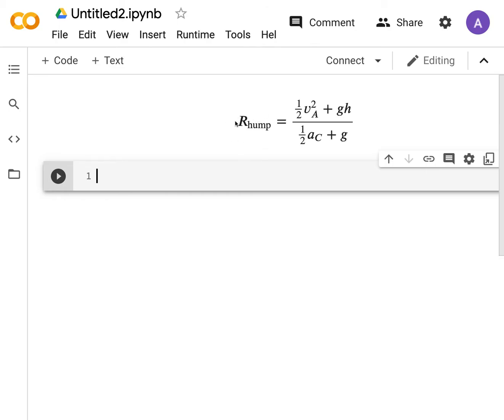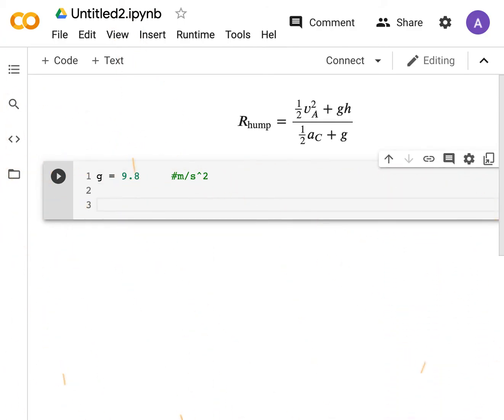So here I've solved for the radius of this little hump that the roller coaster is going over, and now I'm going to implement this in Python. The first thing I'm going to do is define what all of these things are. So I'm going to do g first. That's 9.8, and I'm going to put a little comment here that says it's meters per second squared, but it's not necessary. Python's not going to read that. It's just going to set g to be 9.8.